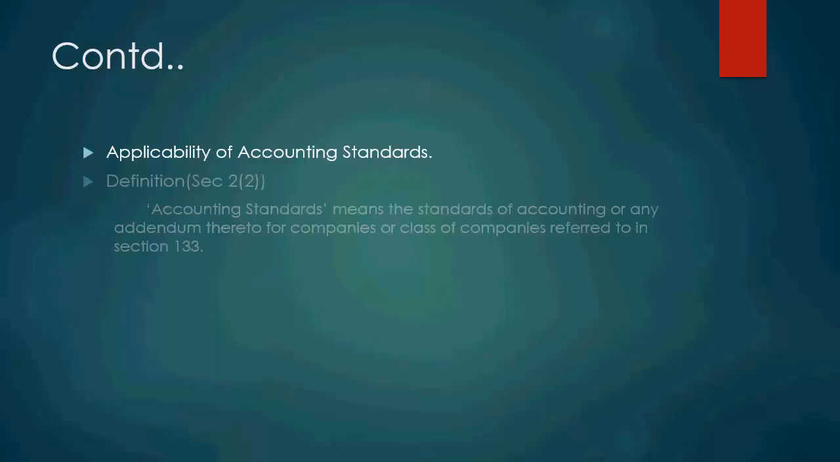And now we'll see the definition of accounting standard as per section 2 clause 2, which says accounting standards means the standards of accounting or any addendum thereto, whatever has been added by the central government by its notification or official gazette or otherwise, for companies or class of companies referred to in section 133. So even the definition includes the reference to section 133.